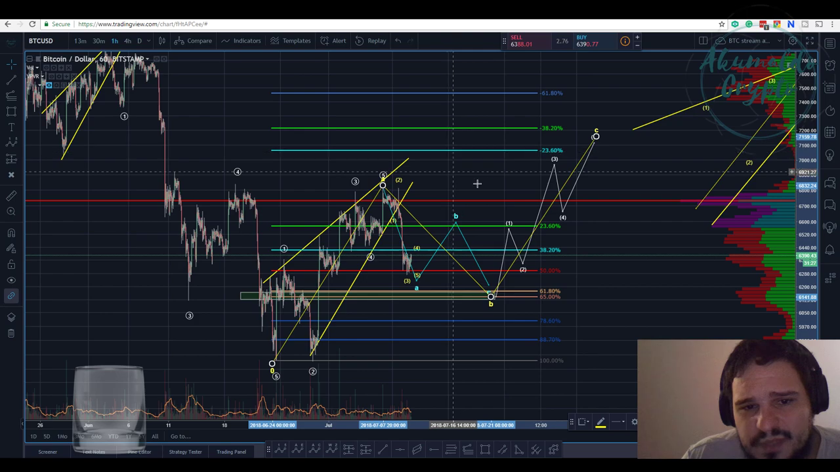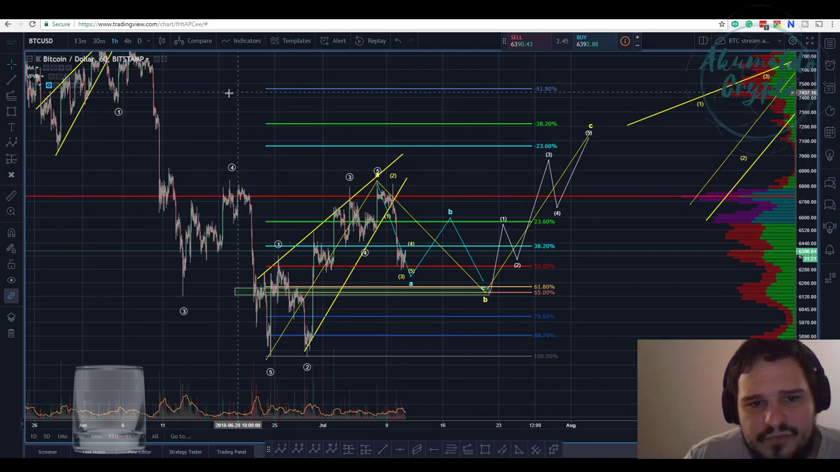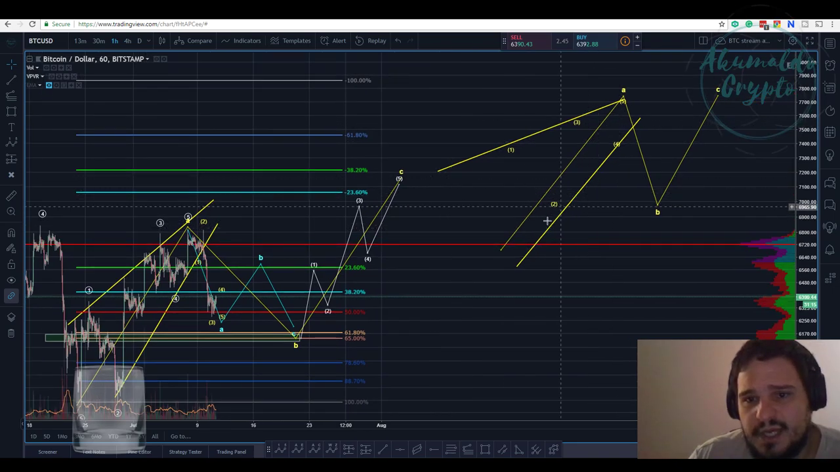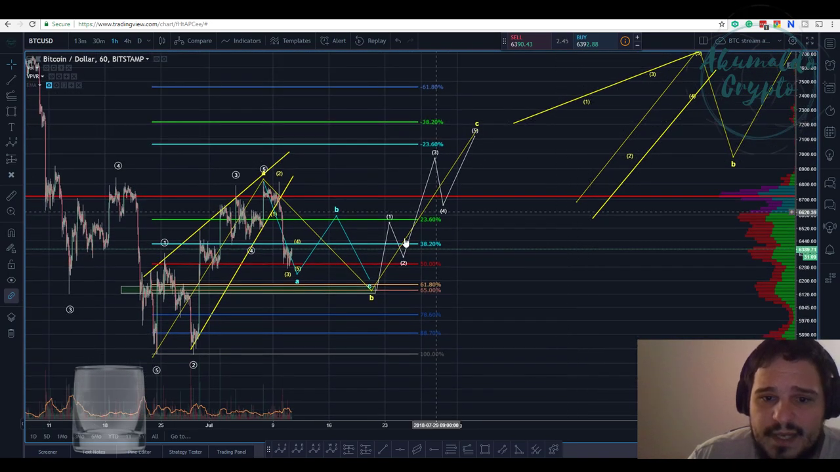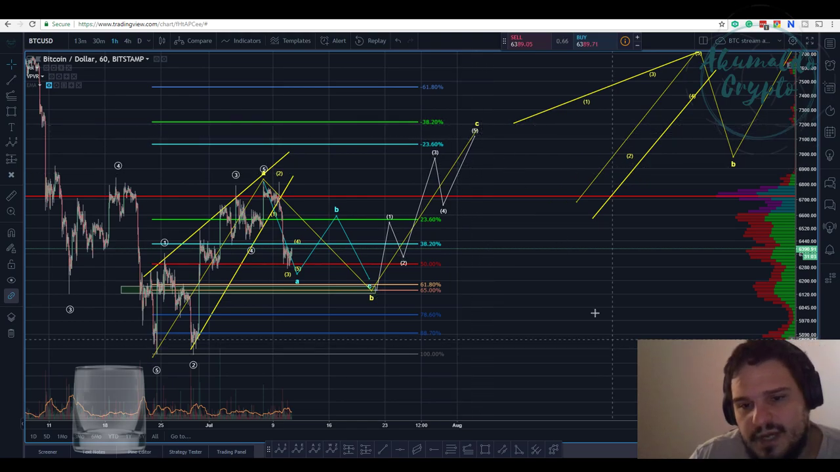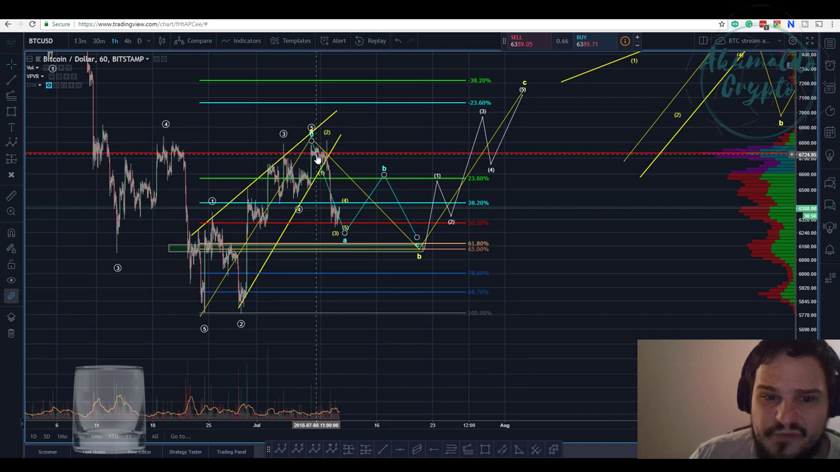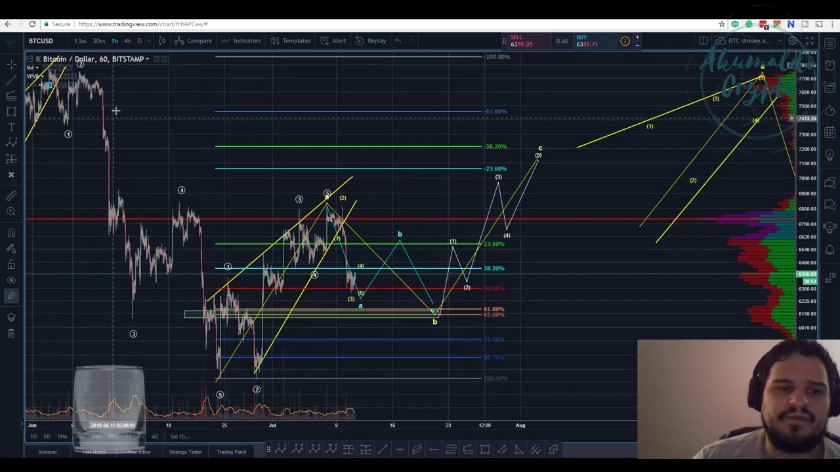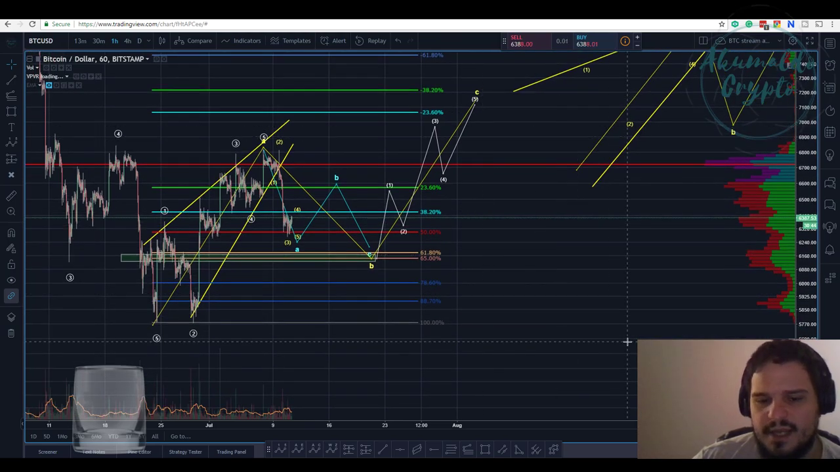I think that what we have here is a correction of this structure here, with this flat corrective pattern of this whole 1, 2, 3, 4, 5. Yes, I explained here a 3, 3, 3, 3 leading diagonal for our wave A, and then we would have this ending diagonal for our wave C. That could potentially bring the price down, okay? If we understand that this is the correction of this wave down impulse, 1, 2, 3, 4, 5, then if this is a correction, we would go down again, okay?